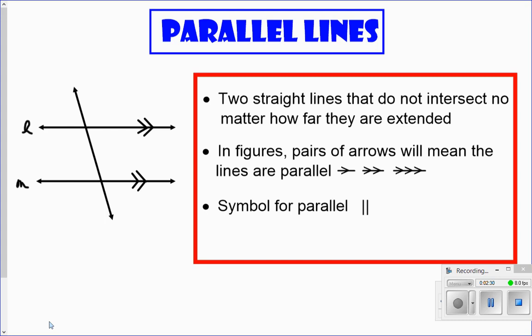And then the symbol that we use to show that lines are parallel is this symbol here. This time I don't have points on these lines, but I just have the lines identified with cursive lowercase letters, which is another way we identify lines sometimes. So what I'm going to do is say that line L is parallel to line M. And that's how we would write that.